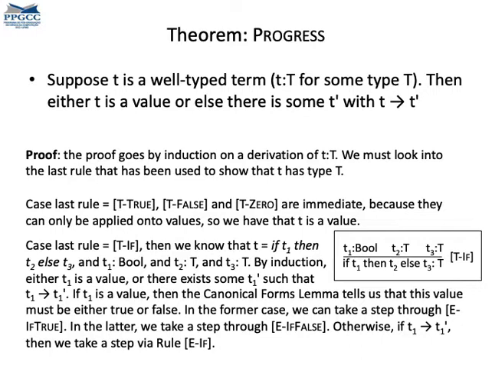Now let's assume we have an if-then-else. We see that T1 is well typed. It has type bool. By induction, either T1 is a value or T1 can take a step. If T1 is a value, then either it's true or it's false. In the first case, we can take a step using E-IfTrue. In the latter, we can use E-IfFalse. If T1 is not a value, by induction, it can take a step. In this case, we use this fact as a premise to the rule E-If, and the whole term can take a step.